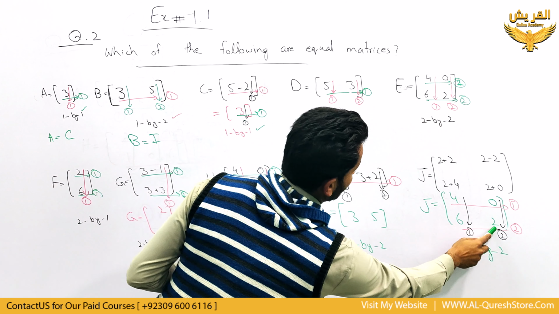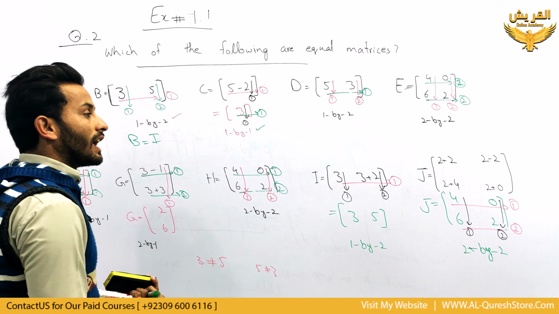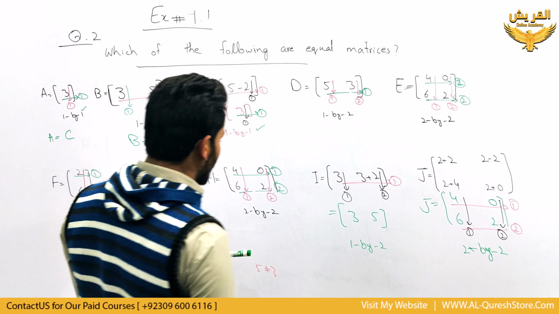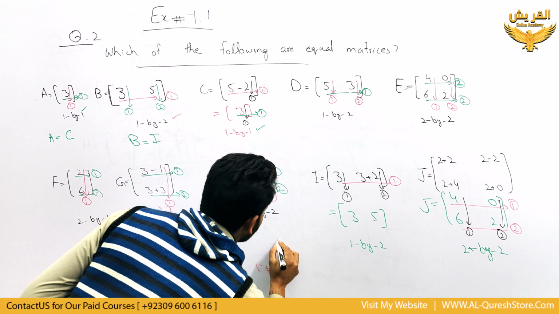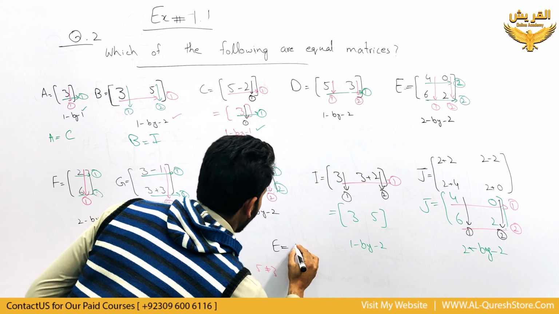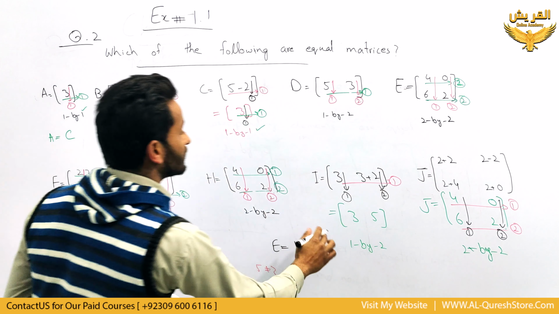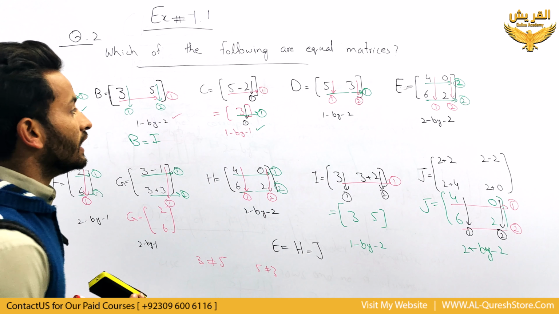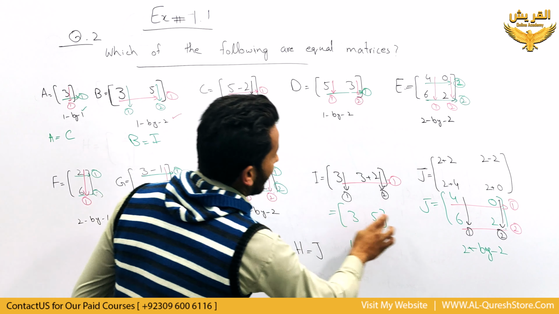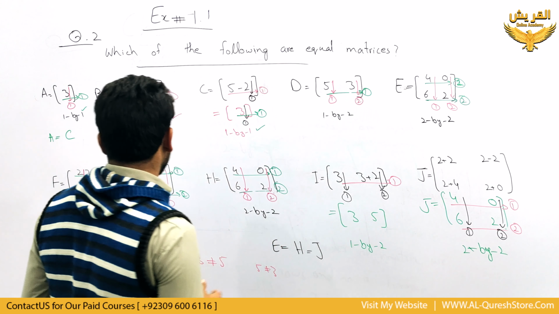2 by 2. So all these matrices have the same entries and the same order. So E is equal to H is equal to J. These three matrices are equal to each other. E, H and J are equal to each other.